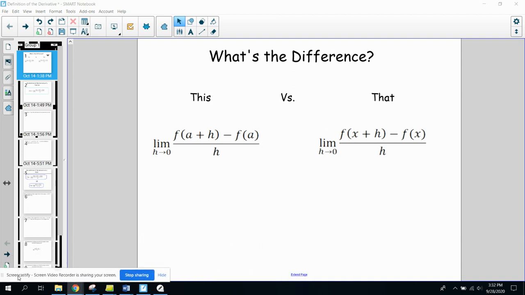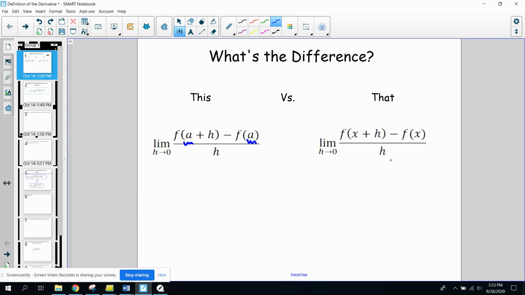Here we are looking at the formulas for the definition of the derivative using limits. So if we look at these two different formulas, we can see that they are very similar. However, there is one main difference between them. So the first one that we have on the left, we have the limit as h approaches 0 of f of a plus h minus f of a over h. So if we notice this one, this contains an a.